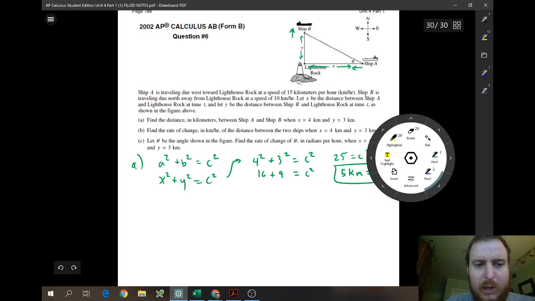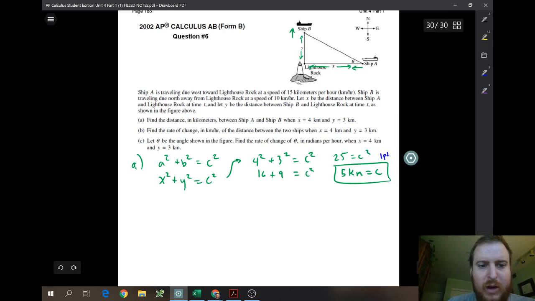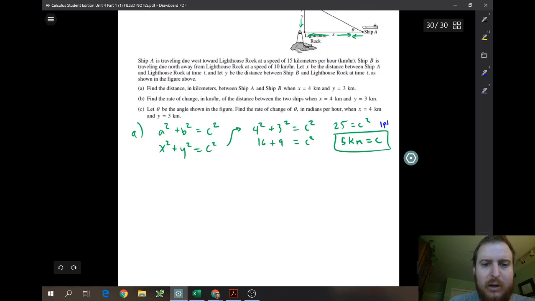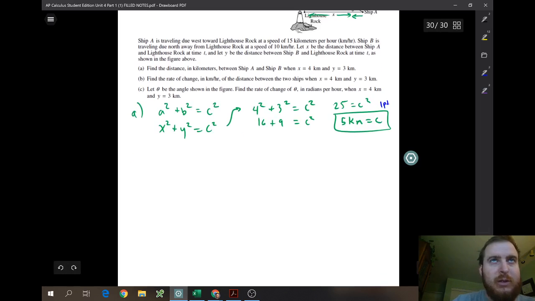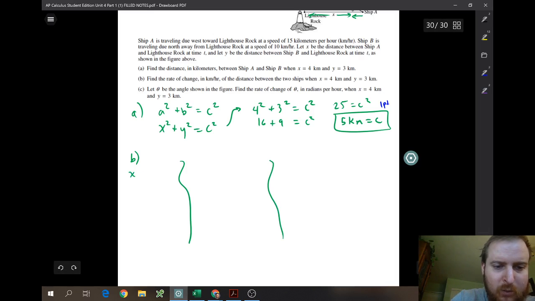Okay, part B then asked us to find the rate of change in kilometers per hour between those 2 ships. So on B, this is where I like to set up my three sides. I'm going to say we know x is 4, we know y is 3, and then ship A is traveling at a speed of 15 kilometers per hour. So that's dx dt, but it's going to be negative 15 because it's getting smaller.